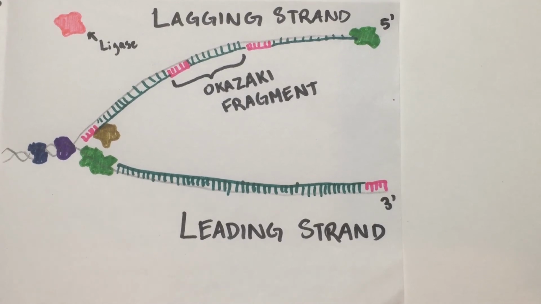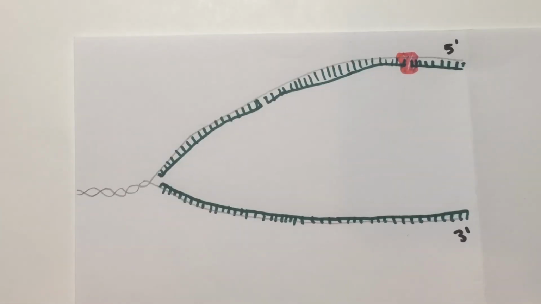The multiple primers are destroyed by DNA polymerase I, shown in yellow, which also replaces the primers with the correct corresponding nucleotides. The final step in lagging strand synthesis is to ligate the fragments of DNA together into a single complete strand, which is done by the enzyme ligase.